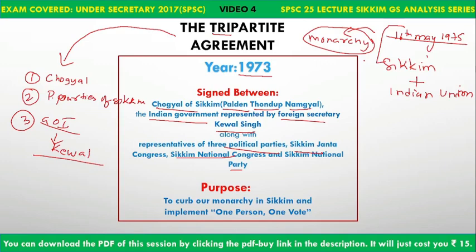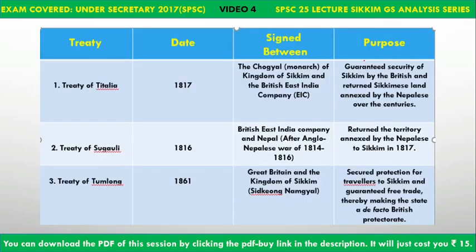Which were the three political parties to represent? The three political parties were Sikkim Janata Congress, Sikkim National Congress and Sikkim National Party. What was the purpose of this agreement? The purpose of this agreement was to curb the monarchy in Sikkim and implement one person, one vote. So here we learned about 5 different treaties and the agreement. What are those 5 treaties? Let us quickly revise through these revision columns.